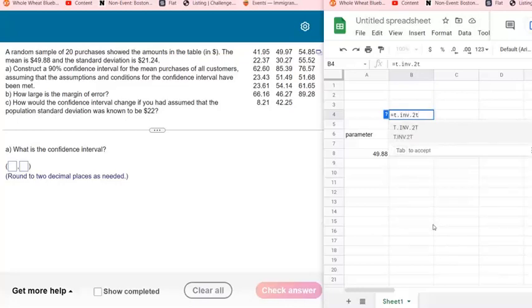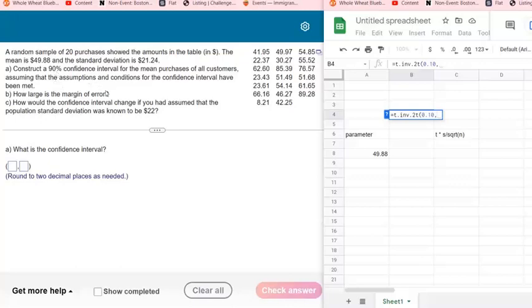T.INV.2T is a way of getting a t value if you put in an alpha value. In this case, our alpha is going to be 0.10. The reason I'm putting in 0.10 is that alpha is the percentage that's in the tails. If you want 90% confidence, then you want your test statistic to fall in the middle 90%. That means there's 10% left for the left and right tails combined. So alpha is the amount left over. It's like 100% minus your confidence level.